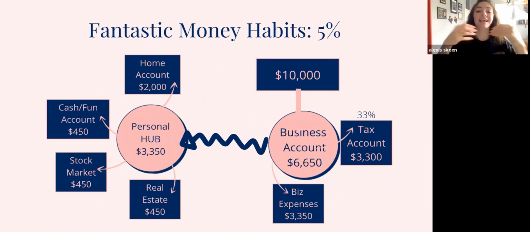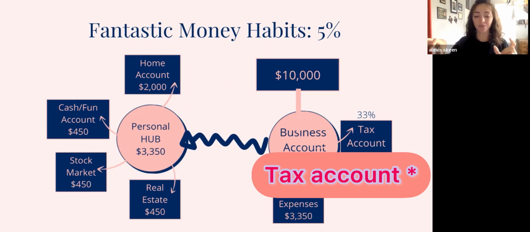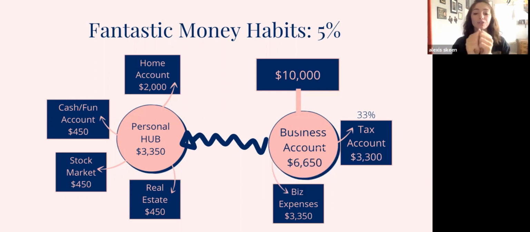Breaking down fantastic money habits and how we would allocate our money, potentially it could look something like this. You get a $10,000 check, 33% automatically goes into your business account. Maybe you divide the rest of that check into two. So now you're sitting with $6,700 again, right? Well, you leave $3,300 in your business account, transfer the other $3,300 into your personal hub.